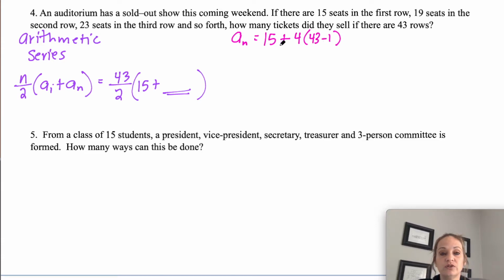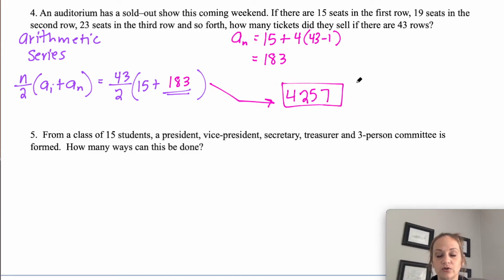So if you were to find this answer out, you will get 183. So I know that there's 183 seats in the last row. There was 15 seats in the first row. There's a total number of 43 rows. And now, plugging that in, we will get the answer 4,257 total seats, which means they sold 4,257 total tickets.